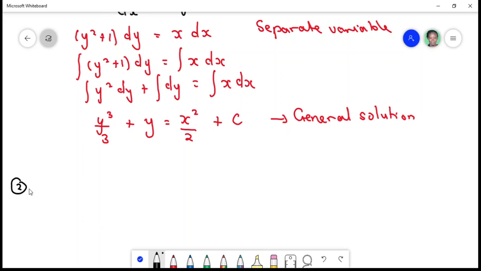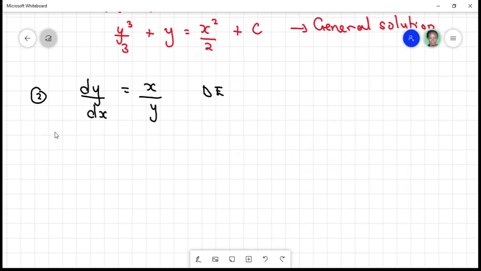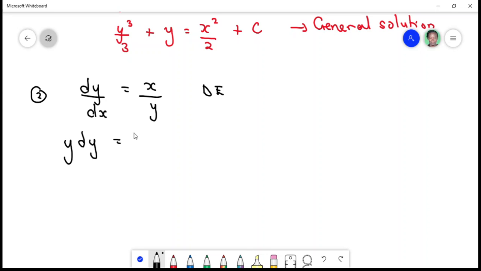Let's take another simple example, example 2. I want to find the general solution of dy over dx equal to x over y. So this is my differential equation. What do I need to do? I need to separate the variables, and this looks so simple. From here I have y dy equal to x dx. So good, we have been able to separate the variables here.